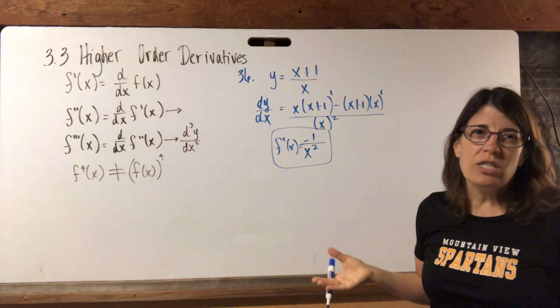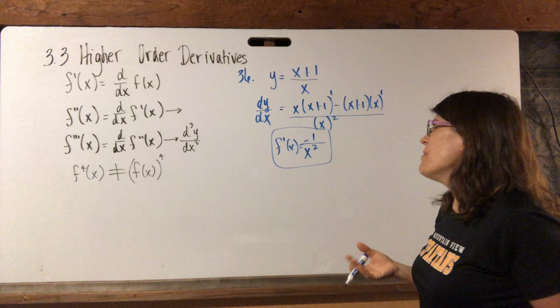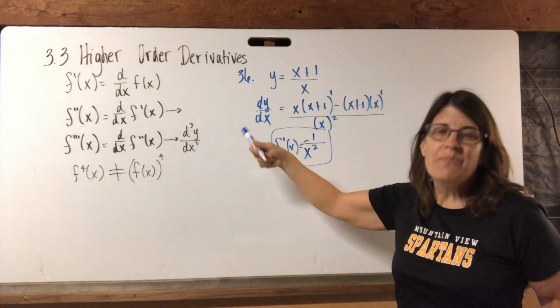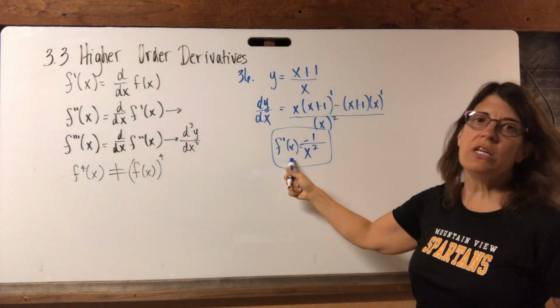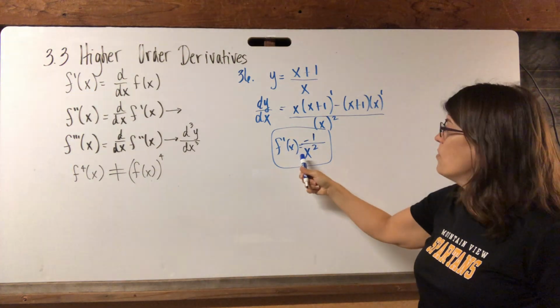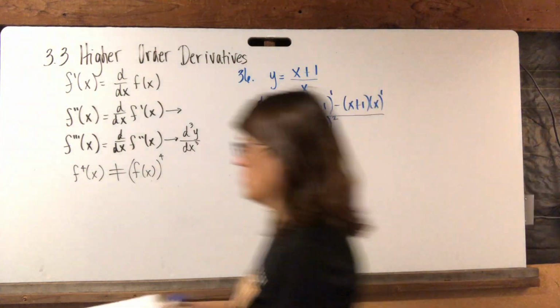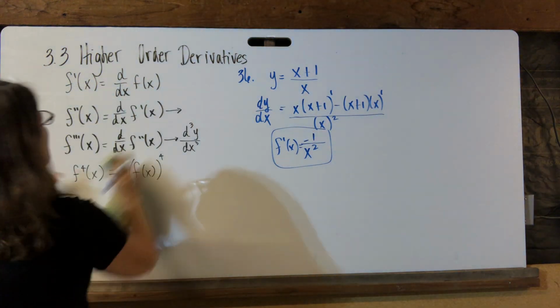So how do you know when to use which notation? When we get to word problems, this notation is technically better, but they mean the same thing. So I'm going to use f prime of x more frequently than I use the derivative of y with respect to x. Okay, so the second derivative.